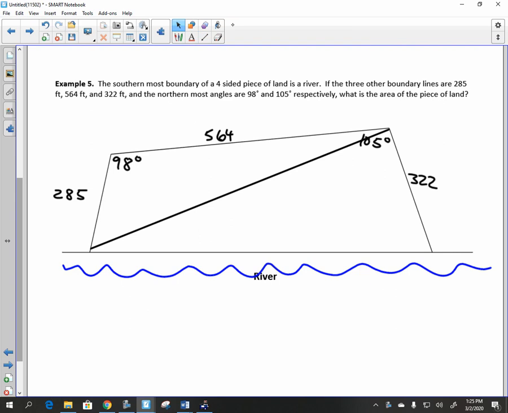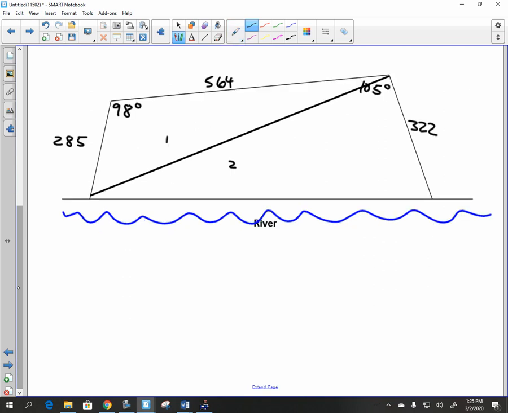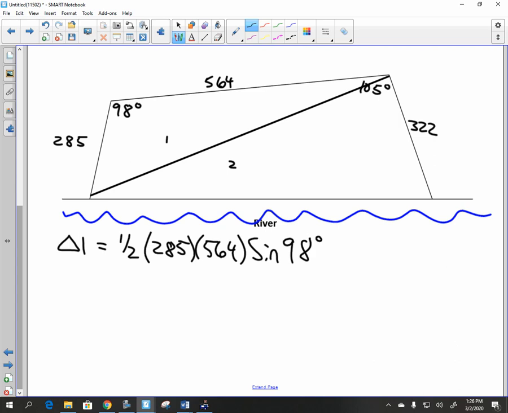So I just cut that shape in half. I'm going to call it triangle 1 and triangle 2. Here's the good news. We have a nice formula to be able to find the area of triangle 1. Does somebody know how we find the area of that triangle 1? Excellent. 1/2 times the two sides, so 285 times 564 times what else? The sine of 98 degrees.